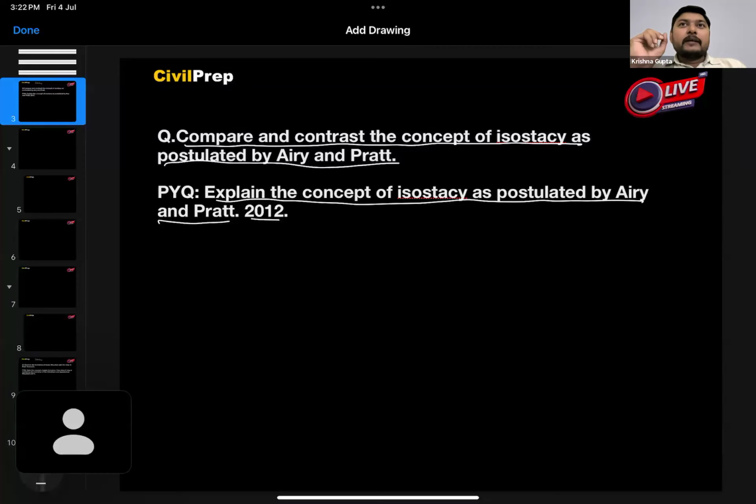Is it because of a gravitational anomaly? Is it because of the altitude of the mountain ranges? Or is it because of certain other reasons that can be metaphysical? Airy came with the concept that no, it is not because of any metaphysical concept, but because of the concept of isostasy. Isostasy basically refers to the gravitational equilibrium of the Earth's lithosphere.